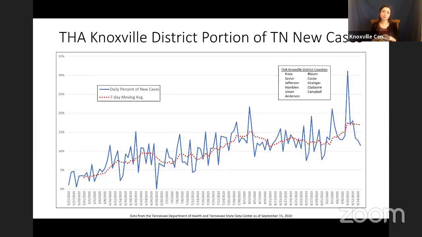Next slide, please. So this is something new. This shows the entire district as a portion of all of Tennessee's new cases. The red dots are a 7-day moving average, and the blue is the actual daily percent of cases. And so what that shows you is that certainly in the beginning of this, it was all Middle and West Tennessee that were driving, but the THA Knoxville district, as it's defined as those counties, has an increased proportion of the entire state's new cases.